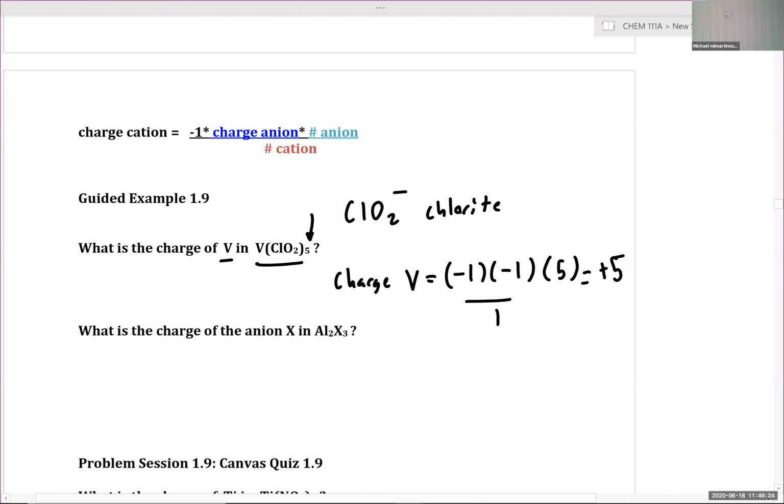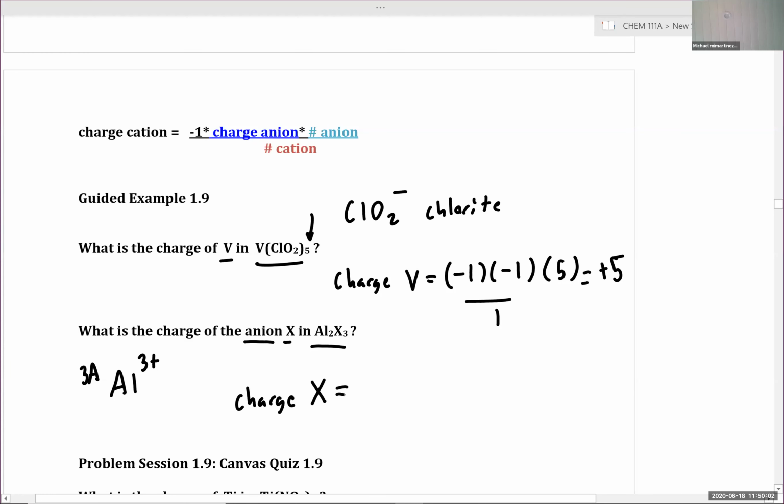Let's now apply this equation. Let's try to figure out the charge of an anion X in Al2X3. So we know that aluminum, being a 3A element, prefers to adopt what charge? What is the preferred charge of aluminum? Three plus, yep. Okay, so then we now have enough information to solve for the charge of X.